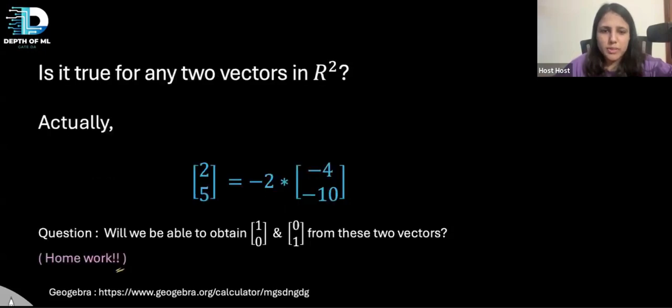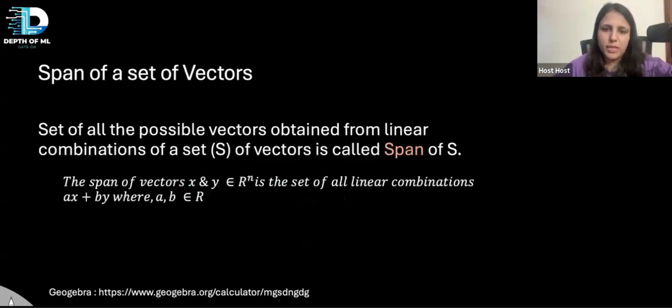So I want to now formally introduce what I meant when I said covering all the vectors in R2, or covering all the vectors in some Rn space. That is called the span of the set of vectors. The set of all possible vectors which can be obtained from the linear combinations of a set of vectors is called the span of S.